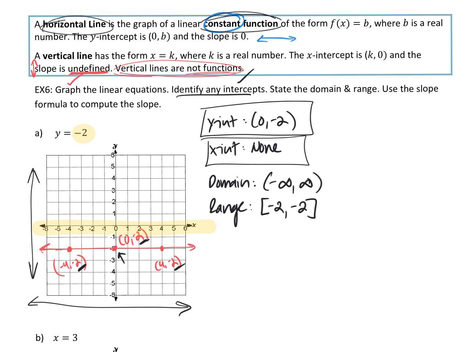And that is it. And lastly, what do we need to find? We need to find the slope. So use the slope formula to compute the slope. All right, so what is the slope formula?